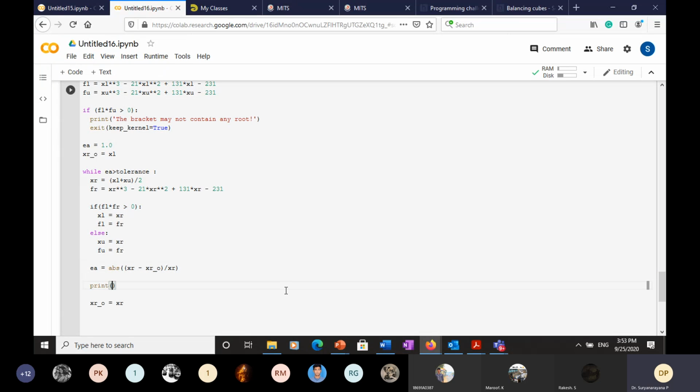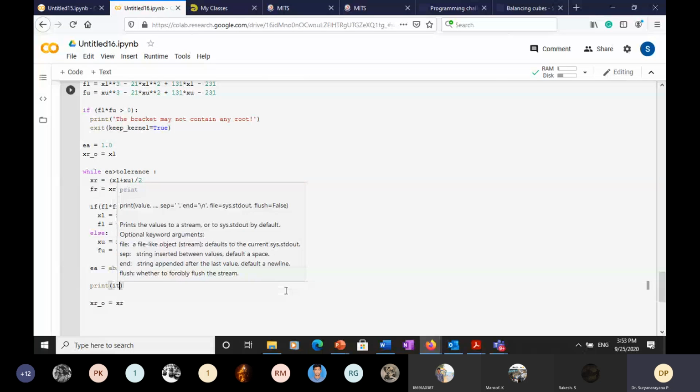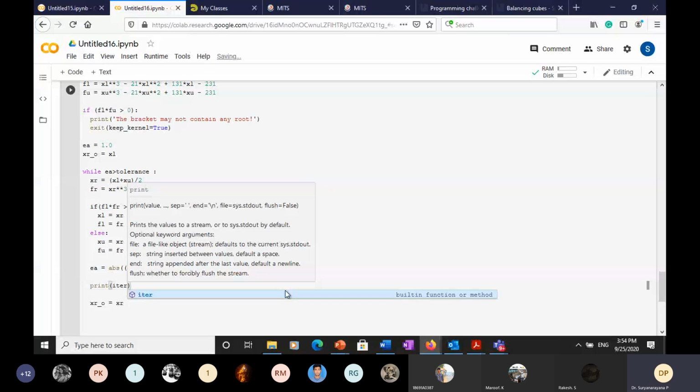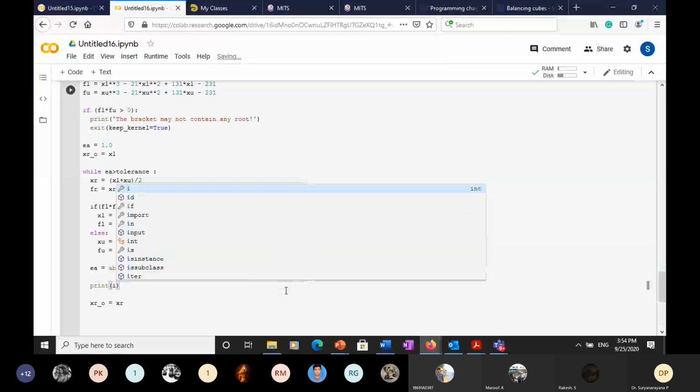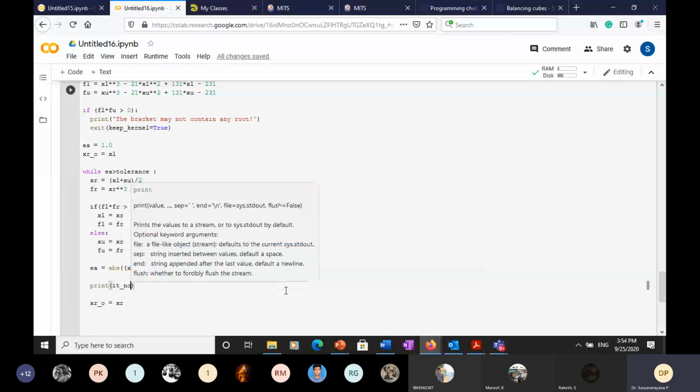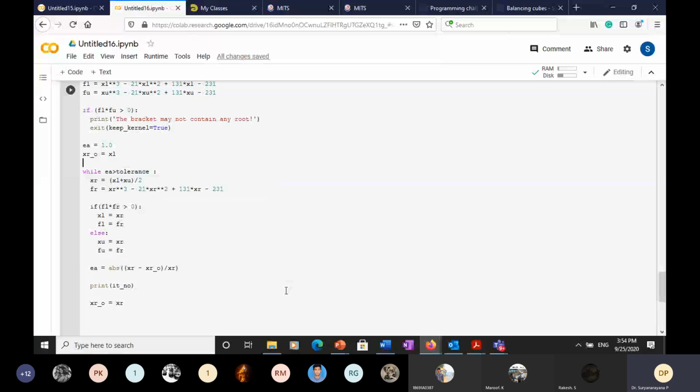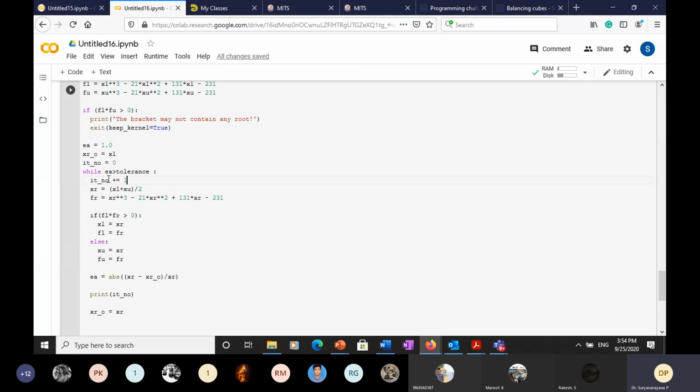I'll print it here. For example, let me say I want to print the iteration number also. So I have to keep a count of that. I'll say iteration number equal to 0. At the beginning of each iteration, I'll add to it: iteration number plus equal to 1. I think I told you, this is augmented assignment, which means iteration number equals iteration number plus 1.